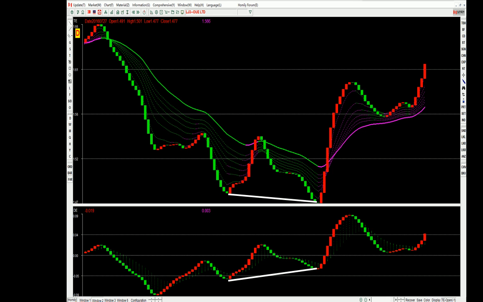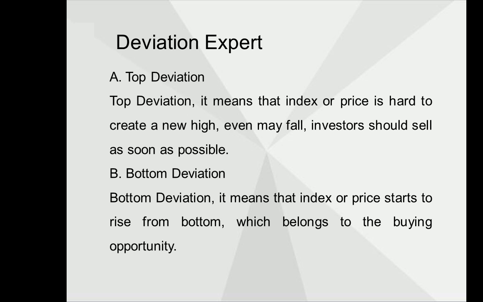So how about here? Low price lower, the deviation expert higher. Top deviation or not? Or bottom deviation or not? Yes, bottom deviation. Okay, so this share has a chance to go up. Then we can see the next one.